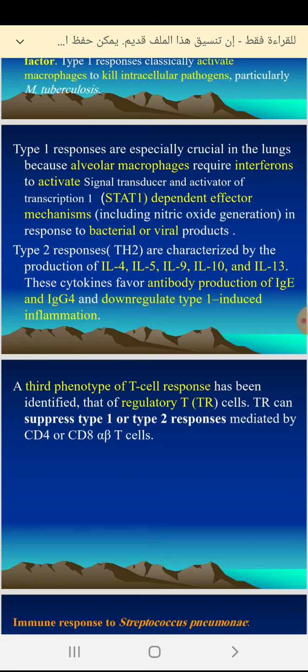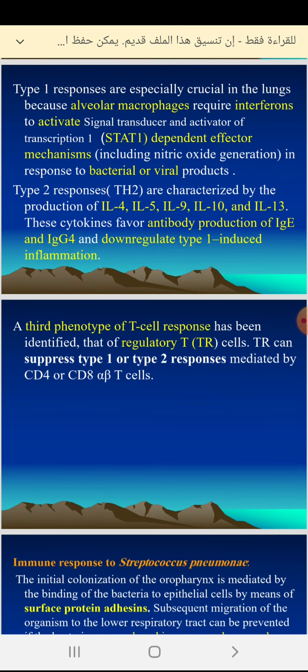Type 1 responses are especially crucial in the lungs because alveolar macrophage require interferons to activate STAT. STAT اللي هو signal transducer and activator of transcription 1 dependent effector mechanism for producing nitric oxide or nitric oxide generation in response to bacterial or viral products. Type 2 response اللي هي T helper 2 are characterized by the production of interleukin 4, 5, 9, 10 and 13.